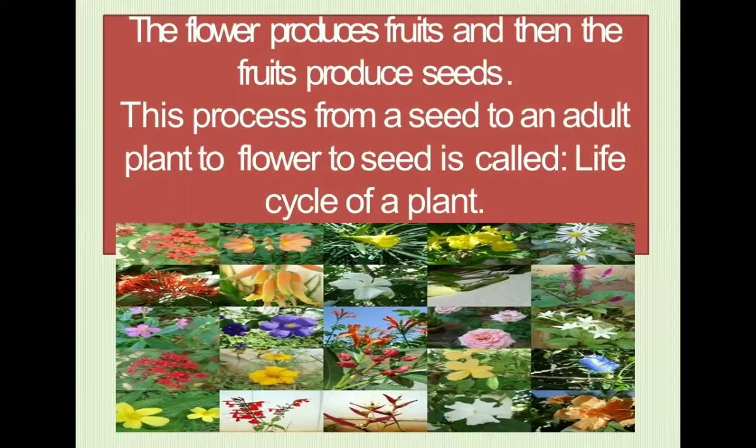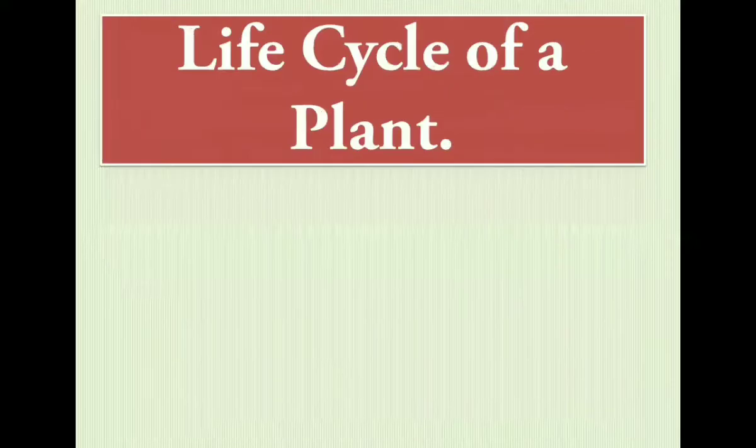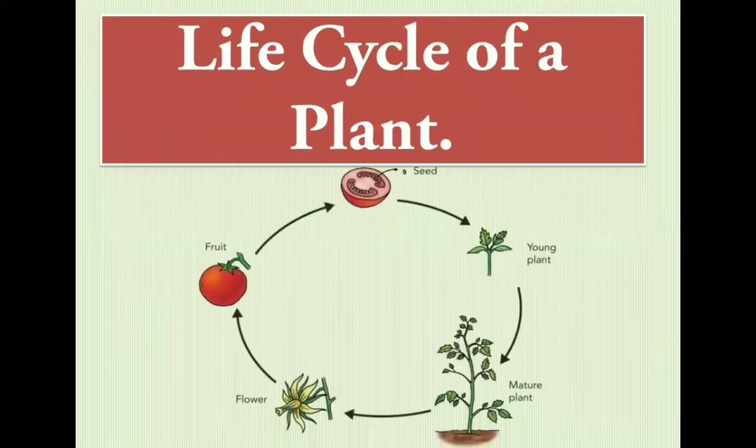A plant has a life cycle. And why does a plant have a life cycle? Because a plant is a living thing. Life cycle of a plant. In this diagram, you can see the life cycle of the fruit tomato.